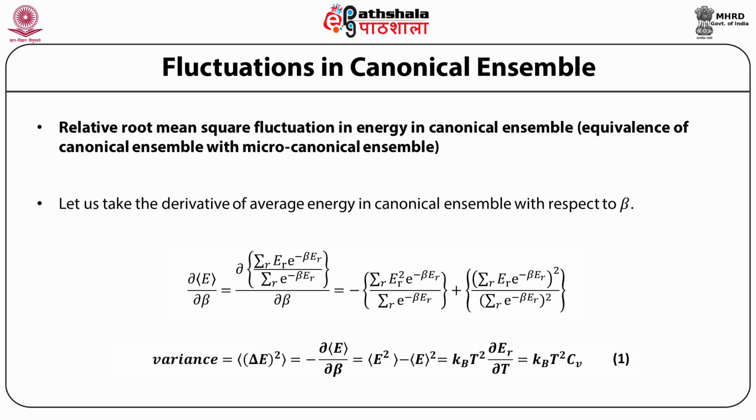The variance therefore can be written as the mean value of delta E square is equal to negative of the partial derivative of mean value of energy with respect to beta, which is equal to mean value of E square minus square of the mean value, which is equal to kBT square partial derivative of mean E with respect to T, which is equal to kBT square CV.